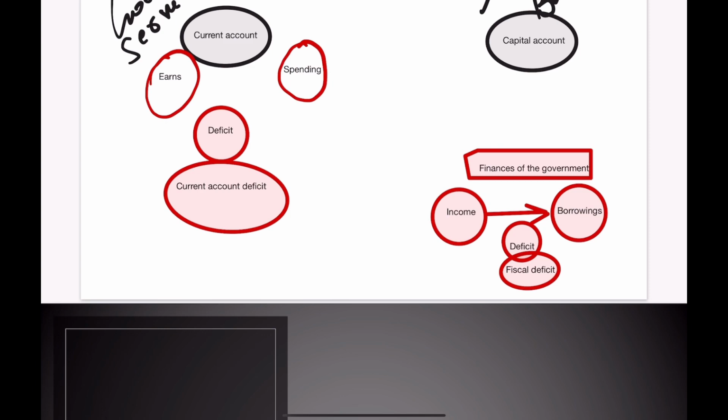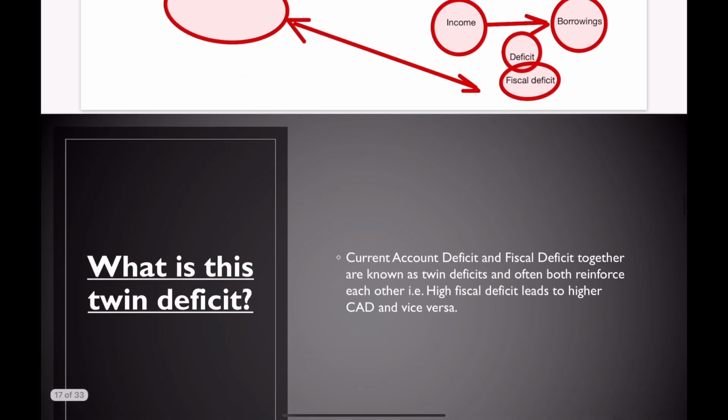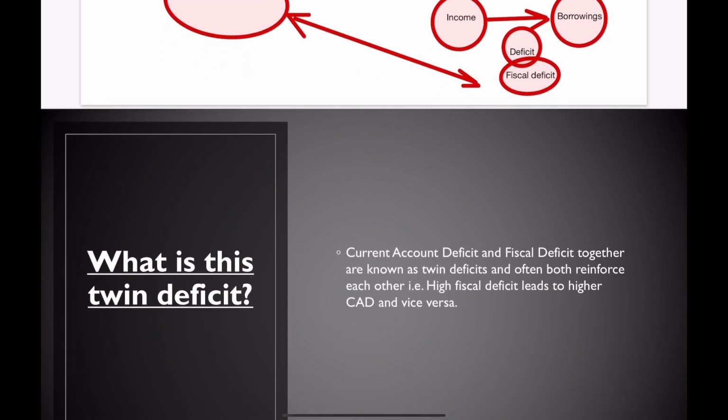Now this class is oriented towards a link between both of them, because they together are called twin deficit. That means fiscal deficit and current account deficit are together called twin deficit. Now, what is the twin deficit? Definition: the current account deficit and fiscal deficit together are known as twin deficit, and often they reinforce each other. High fiscal deficit leads to high current account deficit.